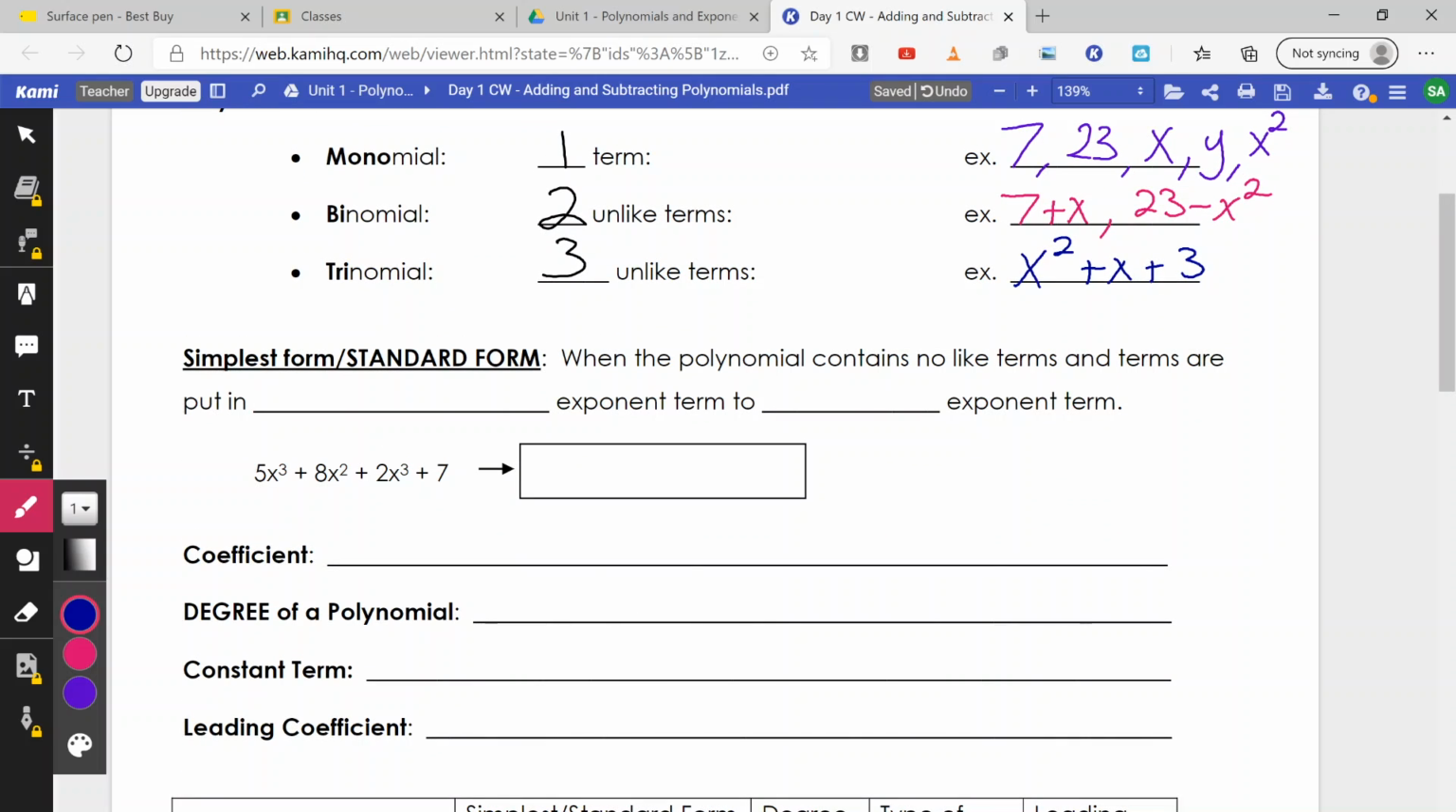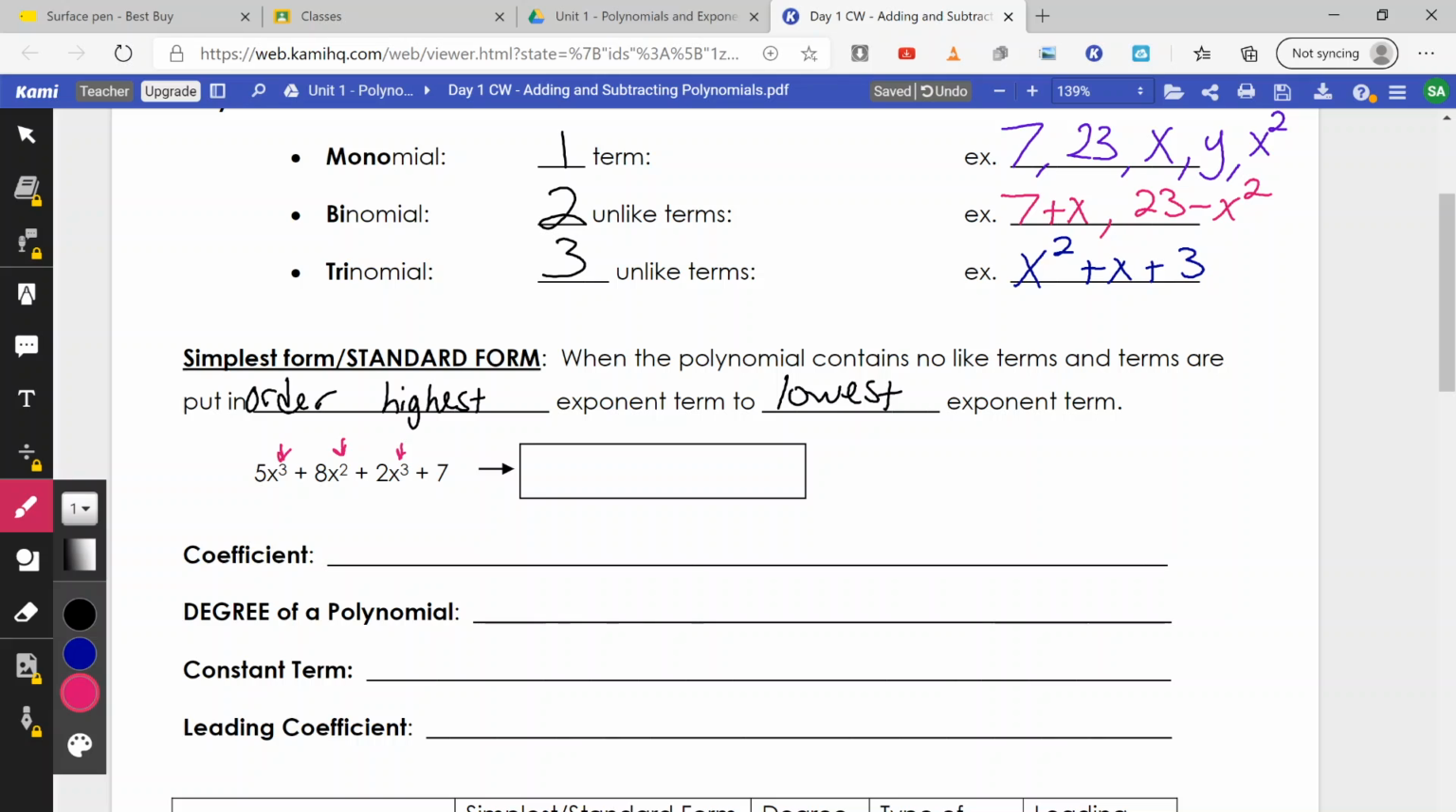When we have polynomials, trinomials, binomials, we have what's known as simple standard form. This is when the polynomial contains no like terms and they are put in order from the highest exponent to the lowest. So if I take a look at our example here, 5x cubed plus 8x squared plus 2x cubed plus 7, I want to look for the highest exponent. And the exponent is always going to be on the variable. So here we have an exponent of 3, an exponent of 2, an exponent of 3, and there's no variable x, so there's no exponent to deal with there.